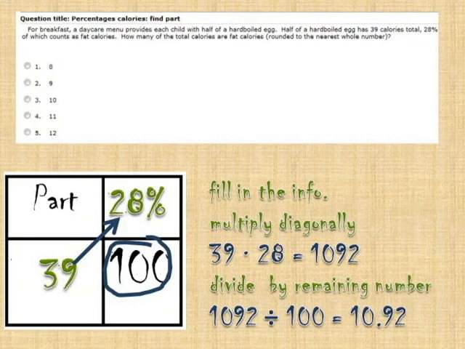Let's go back to the question again. How many of the total calories are fat calories rounded to the nearest whole number? And I can see when I scan my multiple choice options, there is nothing there with a decimal point. So what am I going to do with this 10.92? I have to round to the nearest whole number.